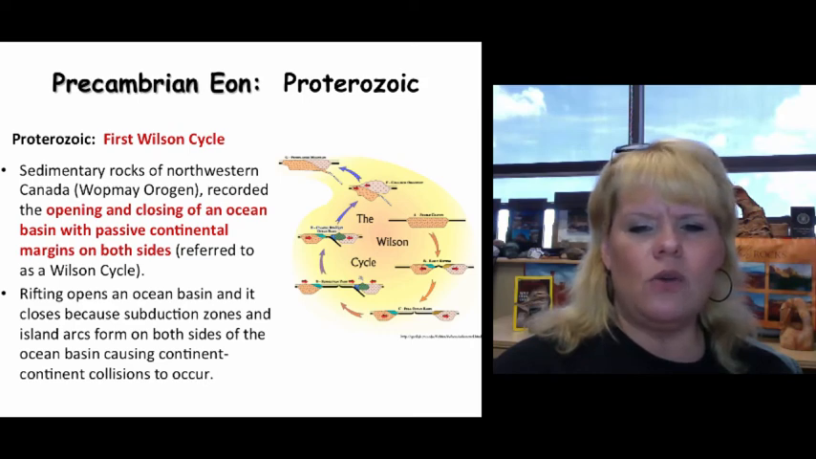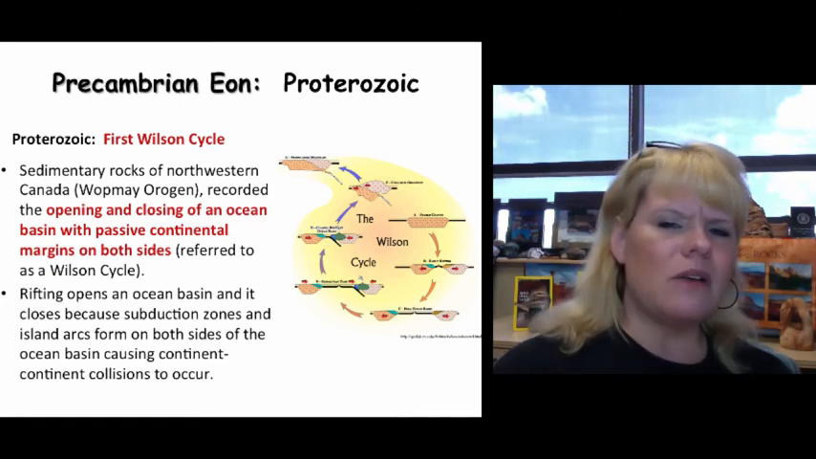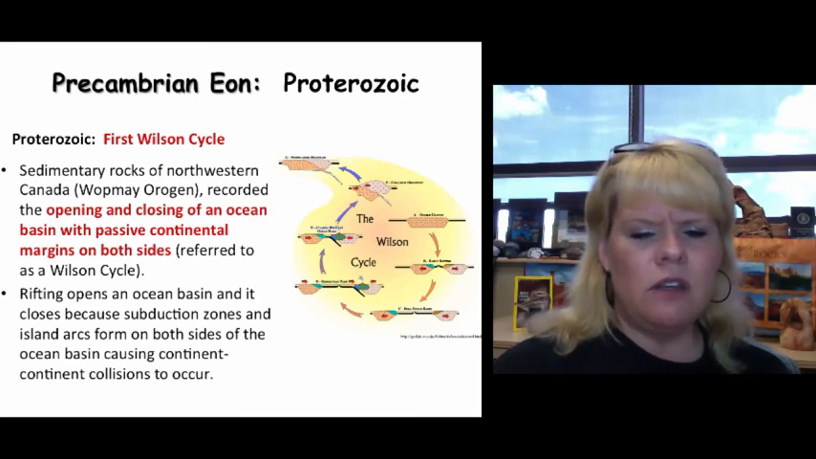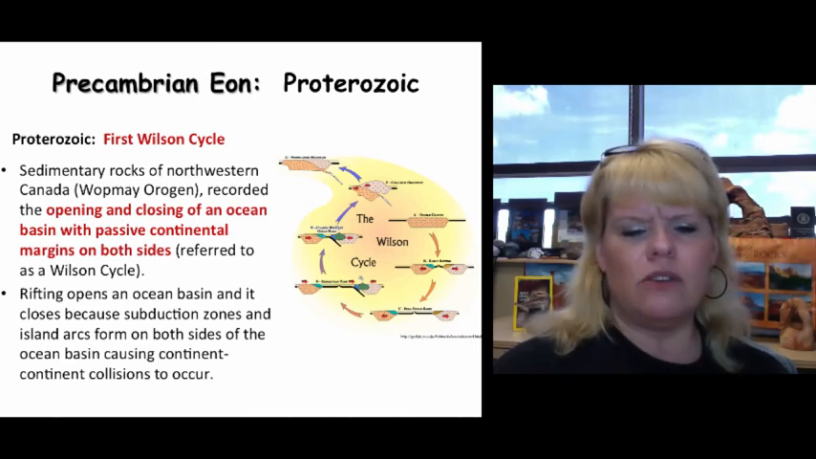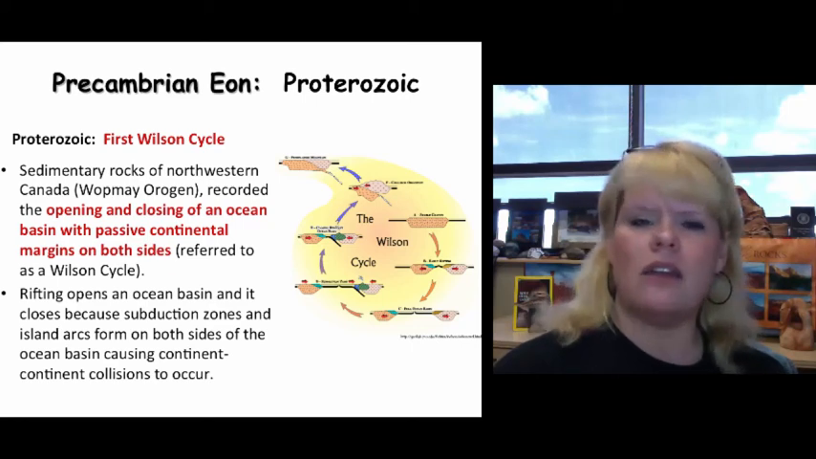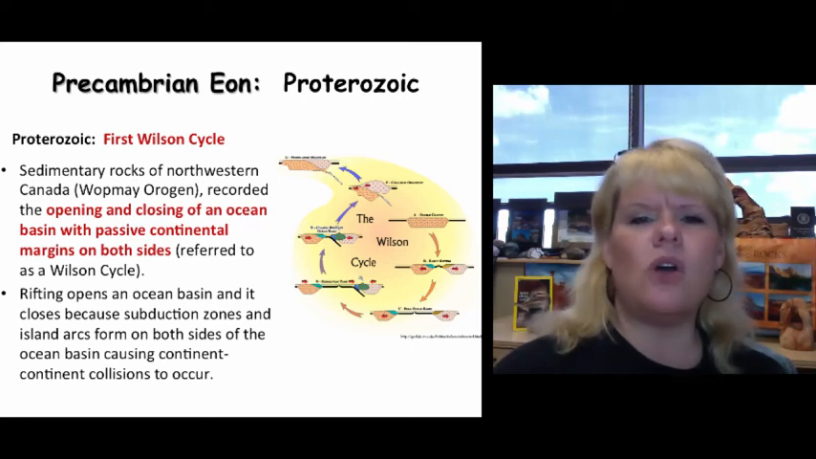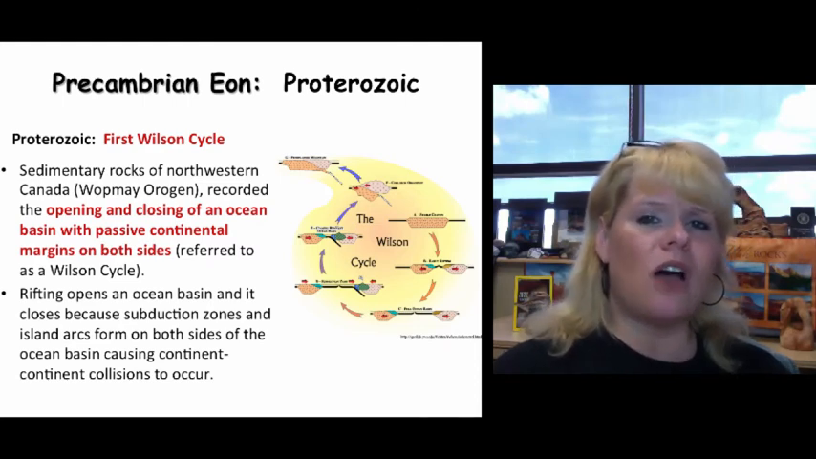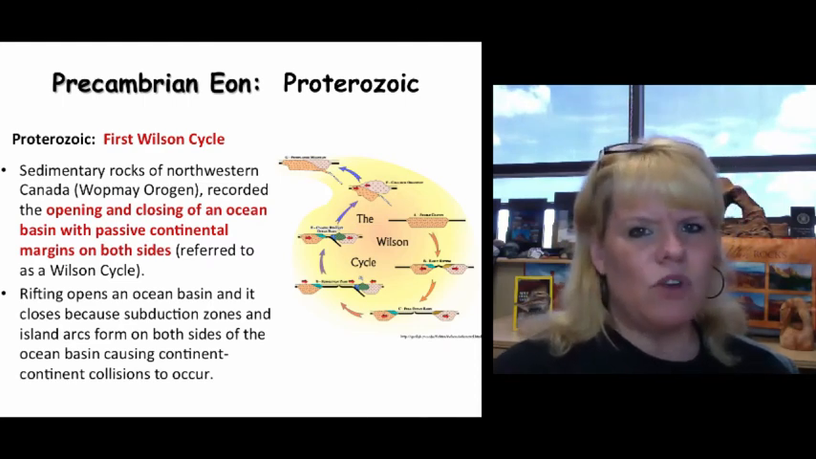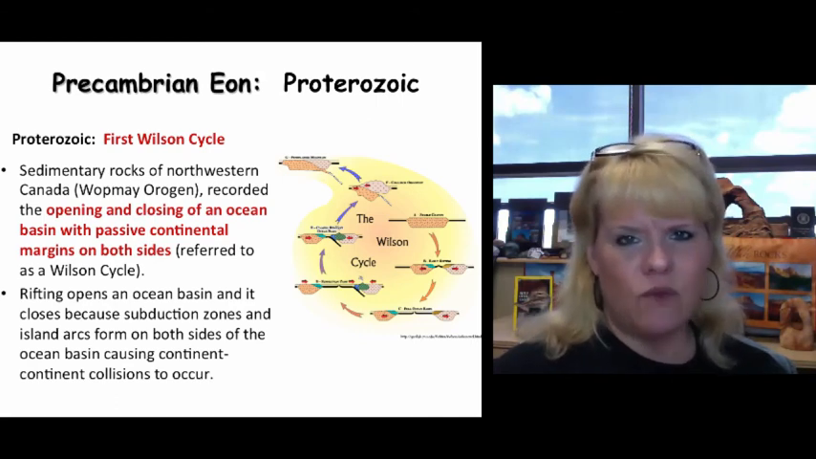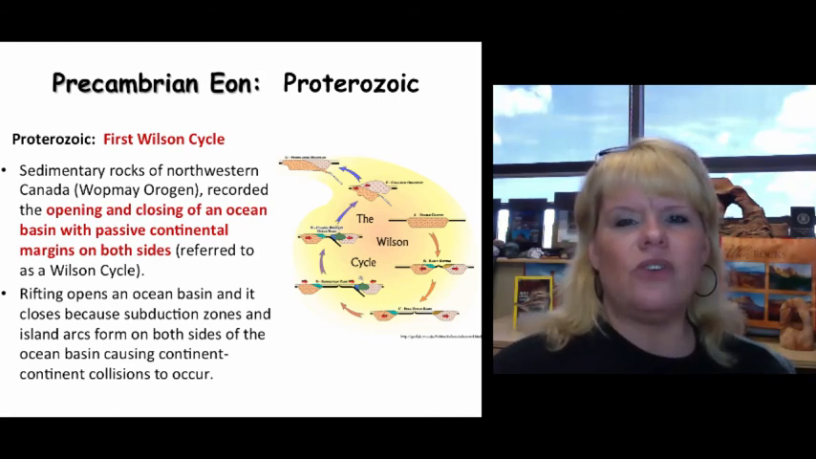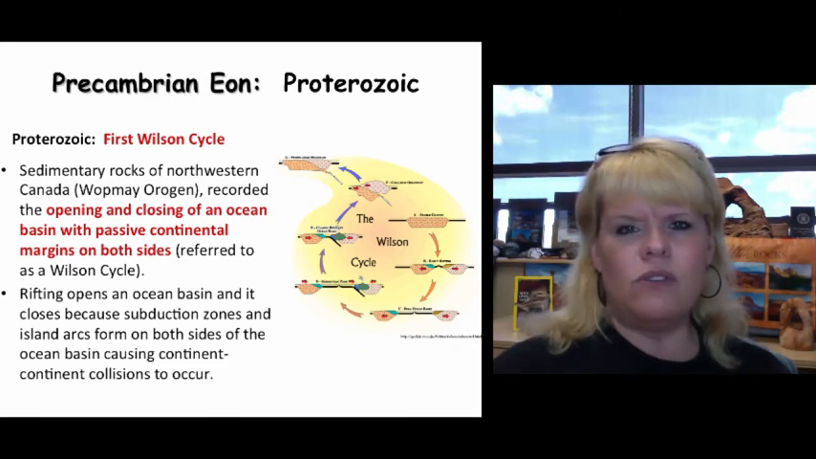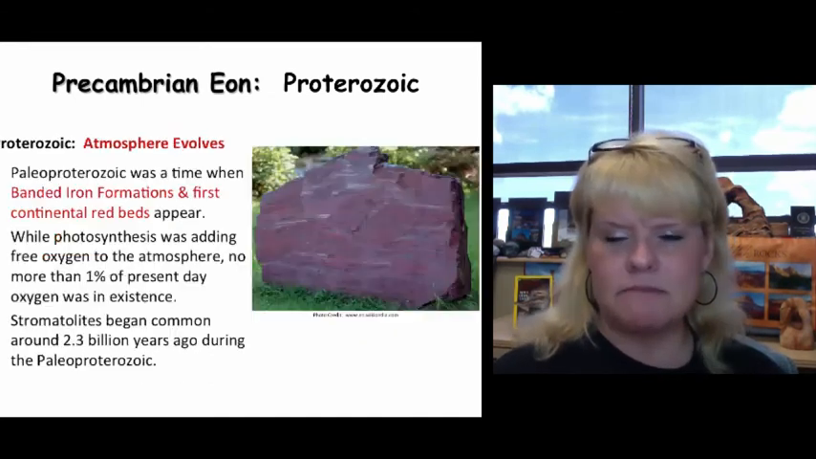So when you open and close an ocean basin, its full cycle, with passive continental margins on both sides, that's what we call a Wilson cycle. So rifting opens an ocean basin and it closes because subduction zones and island arcs form on both sides of the continent, causing continent collisions to occur. When this does, it'll ultimately close off an ocean basin. And again, we can reopen an ocean basin simply by the process of rifting apart a continental mass. So that is an important element to understand. Wilson cycles have first been documented in the Proterozoic, and we've seen them since.